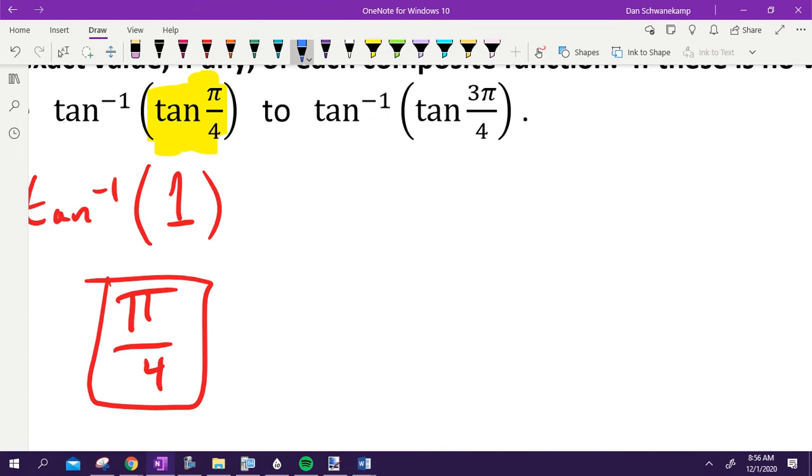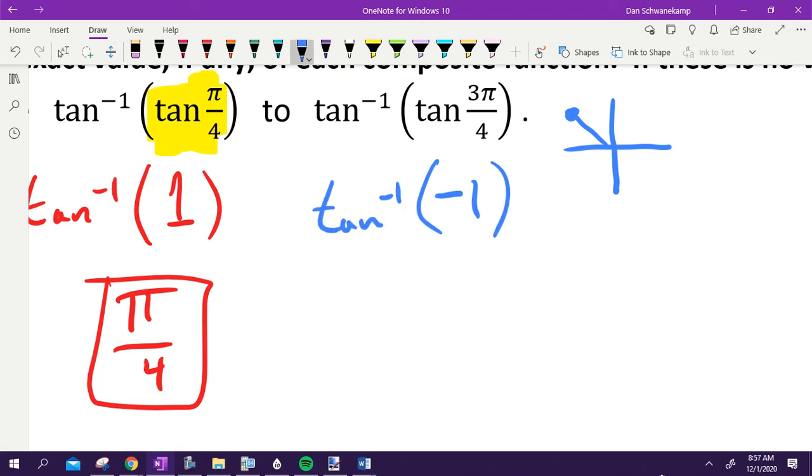Tangent of 3 pi over 4. So I'm thinking on my unit circle, 3 pi over 4. Oh, that's this guy right here. What is tangent at that guy right there going to be? Negative 1. Okay, so we did that. Now I'm doing inverse tangent of negative 1. The problem with that is which quadrants am I looking at if I'm doing inverse tangent? 1 and 4. So my answer that I found, 3 pi over 4, it's not in my good values.